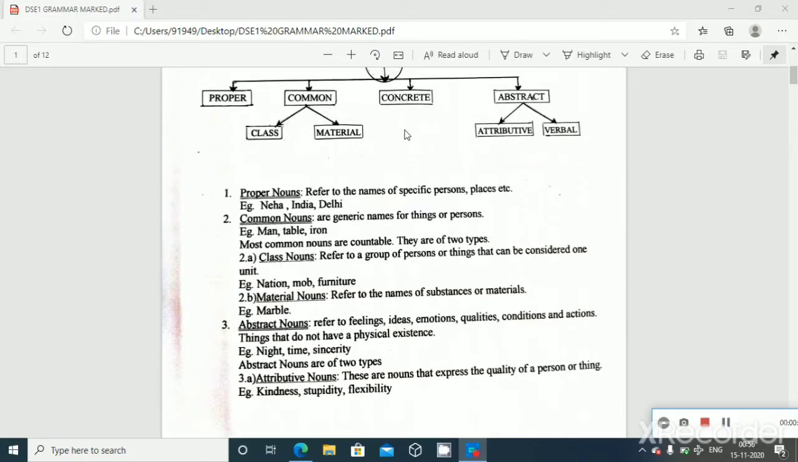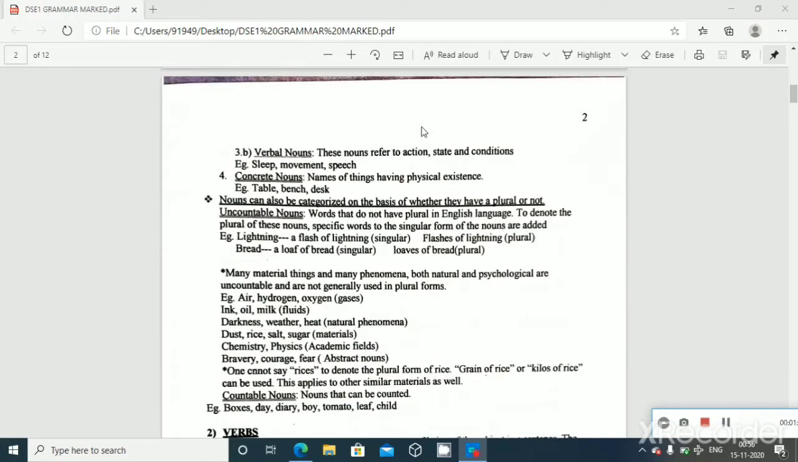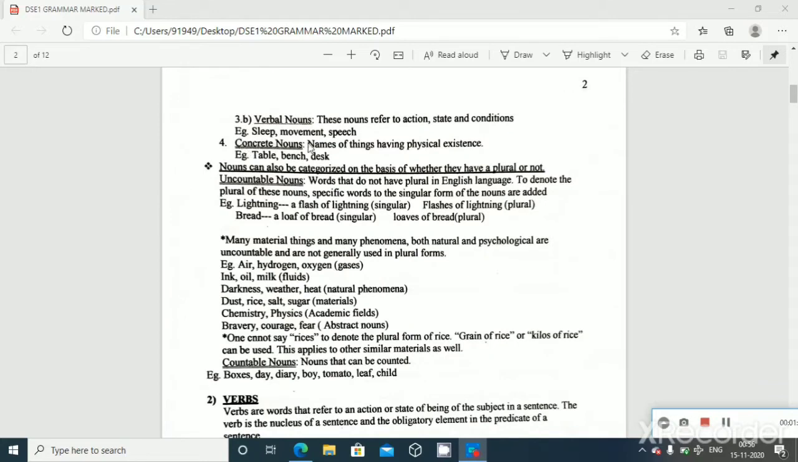So of course, concrete noun to be discussed first is the best idea before going to abstract, because these two are to be discussed in connection. That's better. So concrete. Let us see what is a concrete noun.